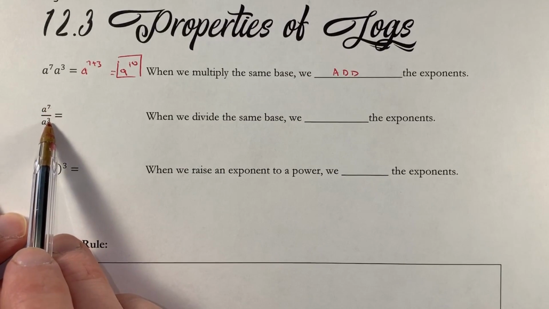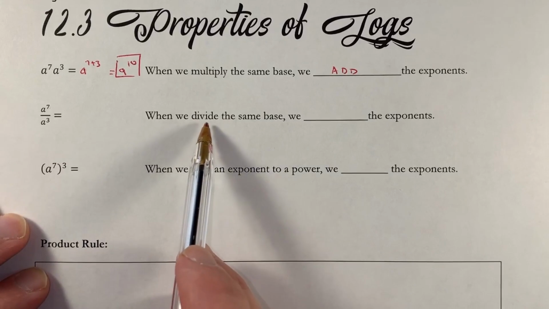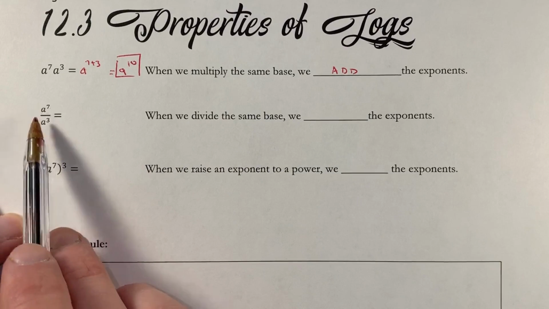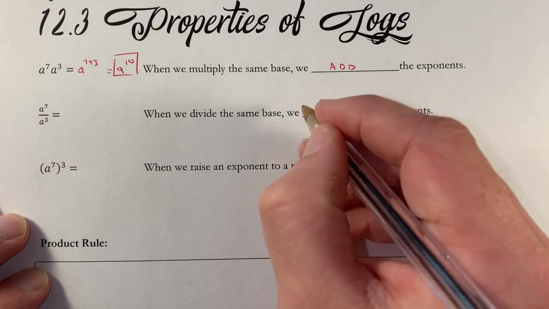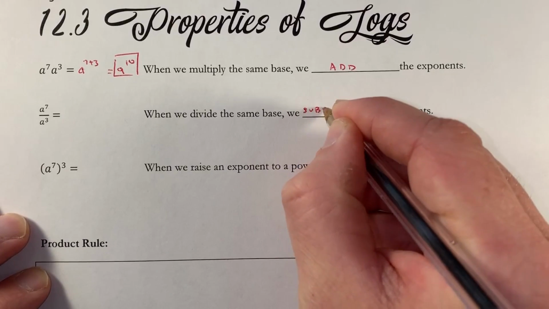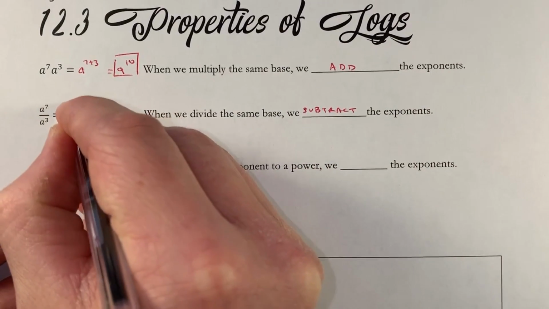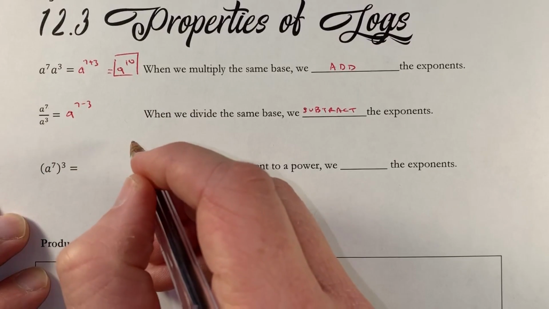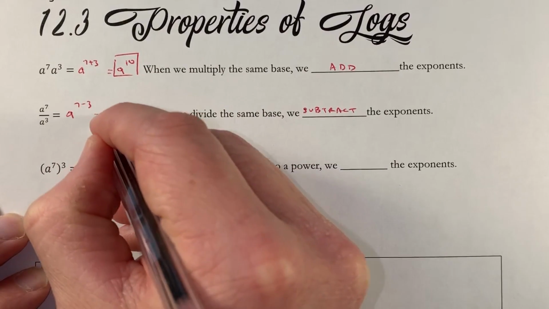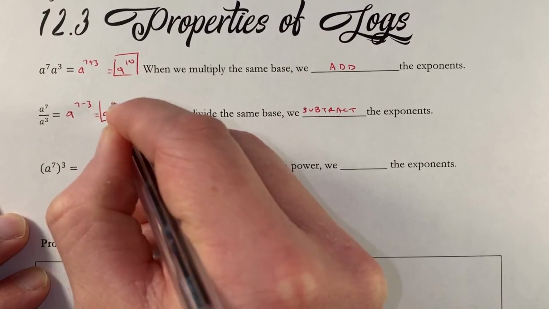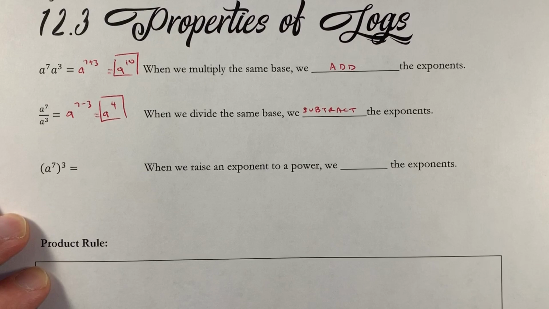If we have something like a to the 7th over a to the 3rd, we are dividing. And when we divide with that same base, both have base a, we can subtract the exponents. So that's a to the 7 minus 3 power, which is a to the 4th power.